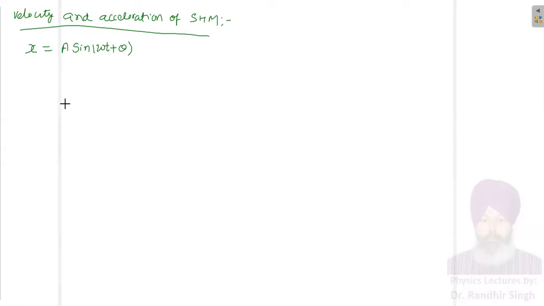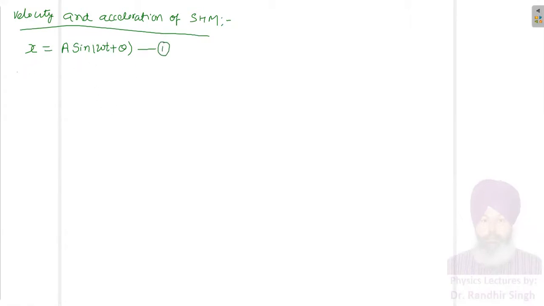This was the equation of variation of the position of an object which I attached with a spring, and it was varying like this. A is called amplitude, we know this. Omega is called angular velocity. Theta is called initial phase. We also call it epoch. So this is equation number 1.